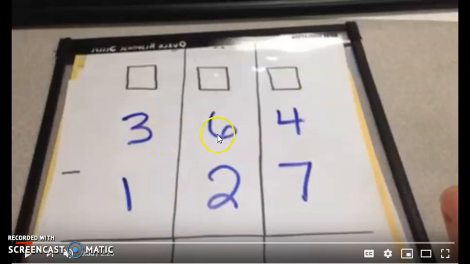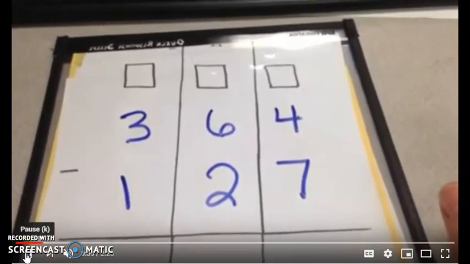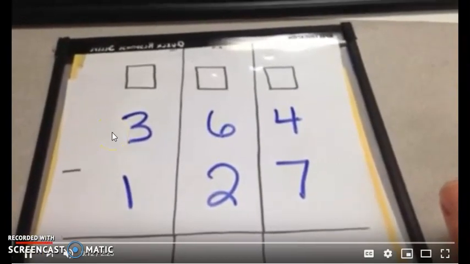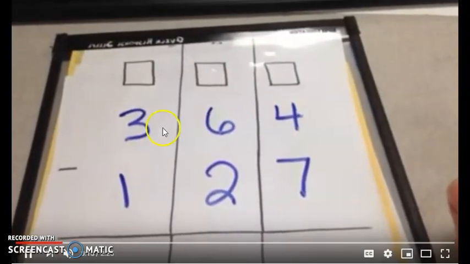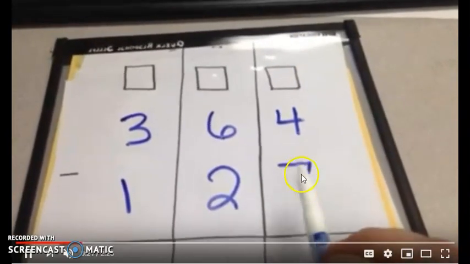I wrote the numbers, the big number on the top and the small number below. Something else, I want you to line up the numbers nicely in the columns. Ones in the ones place, tens in the tens place, and hundreds in the hundreds place. Also, you can add these boxes, because sometimes you need to regroup. So, I wrote the numbers horizontally. Horizontally. And I'm going to subtract them vertically. Vertically. So look over here.